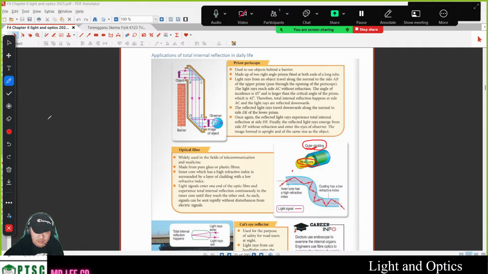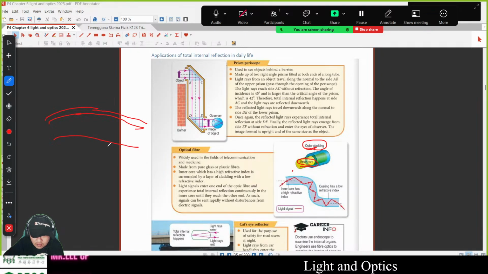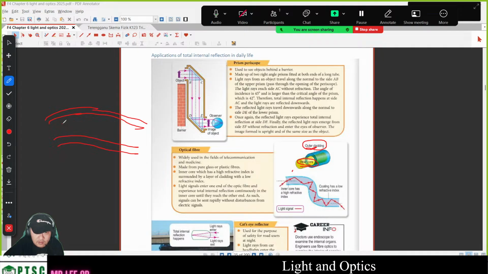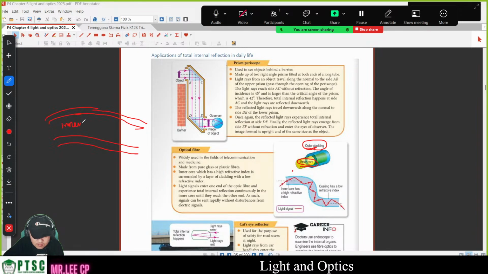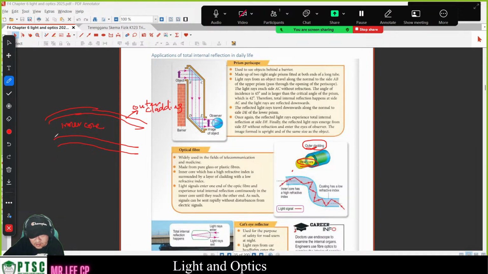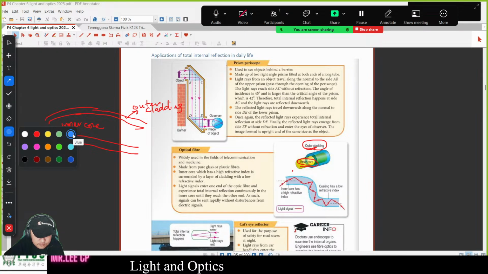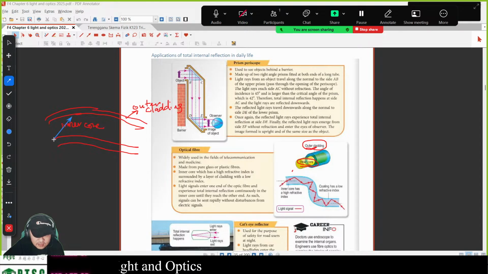So the cladding here, now this is the inner core, this is the outer cladding. The light must be from here. Let's say the light travels from here to here, so it must be from denser to less dense, so total internal reflection occurs.